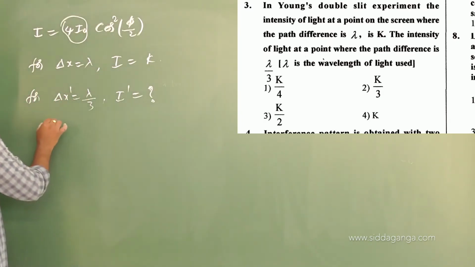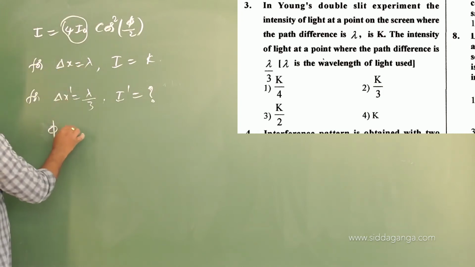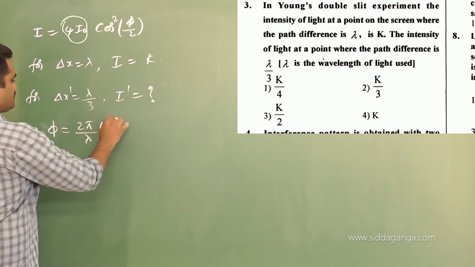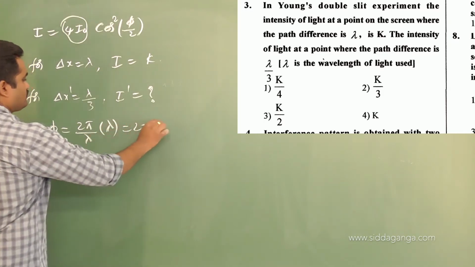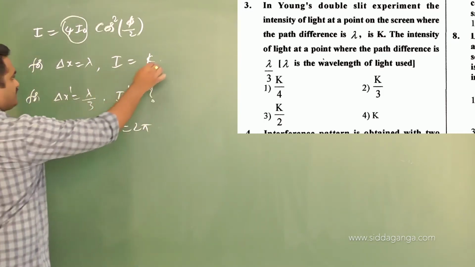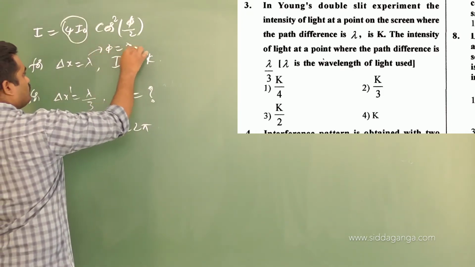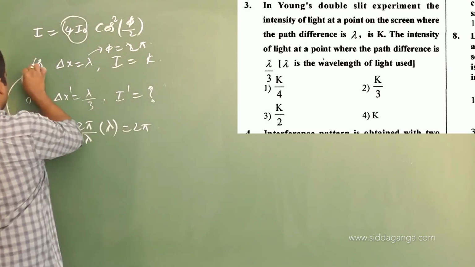Can you tell me now? For a path difference of delta x, the phase difference is 2 pi by lambda into the path difference. Lambda, therefore phi will be equal to 2 pi. Then how to write this k value? For this phi it will be equal to what? 2 pi we got. How did you get it? From this.